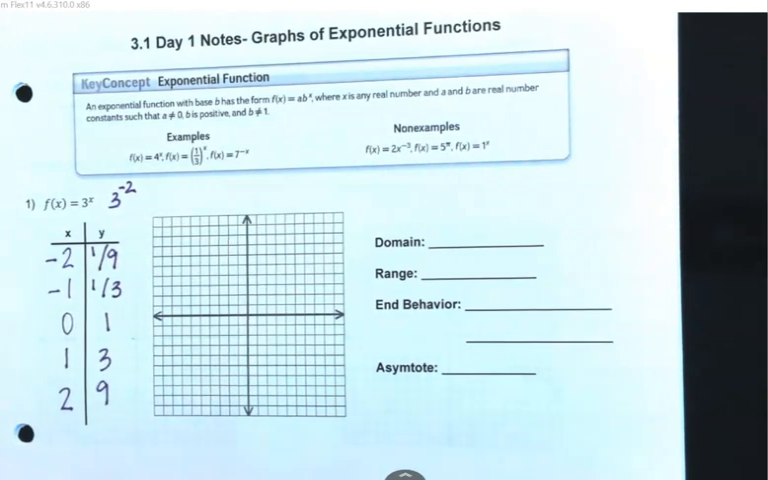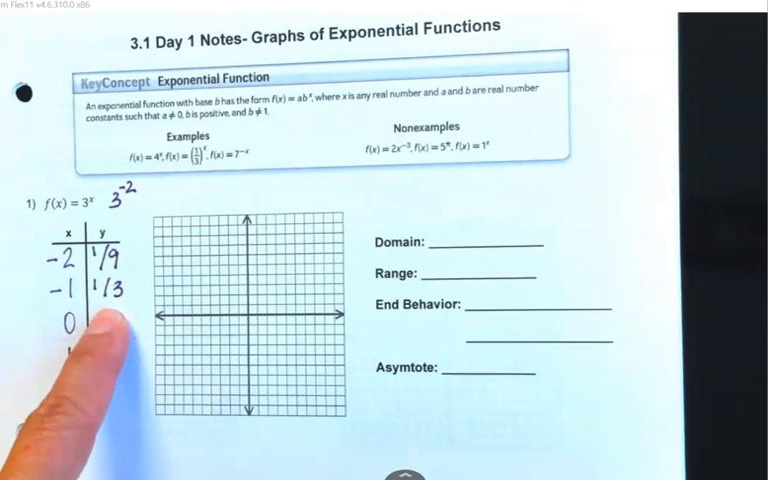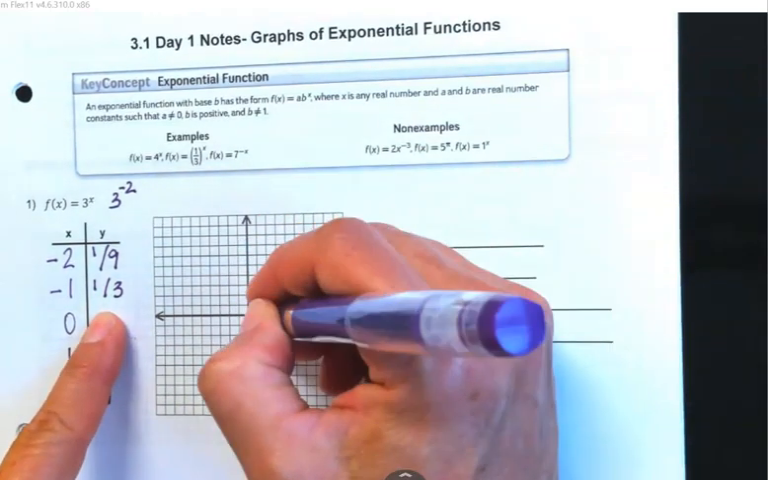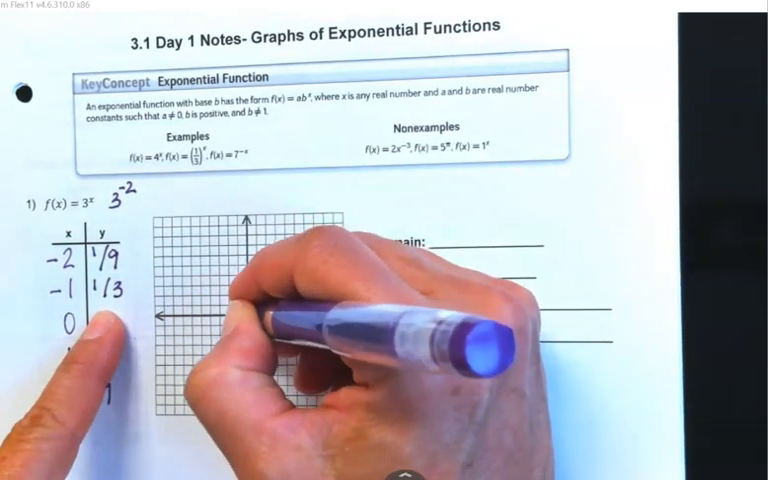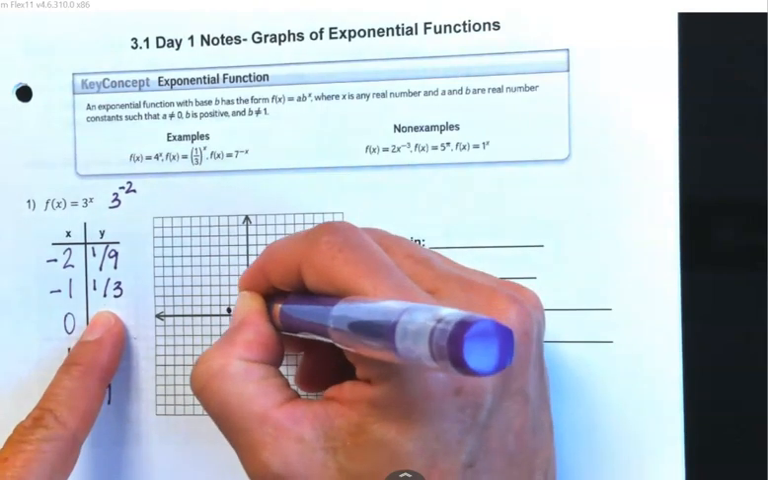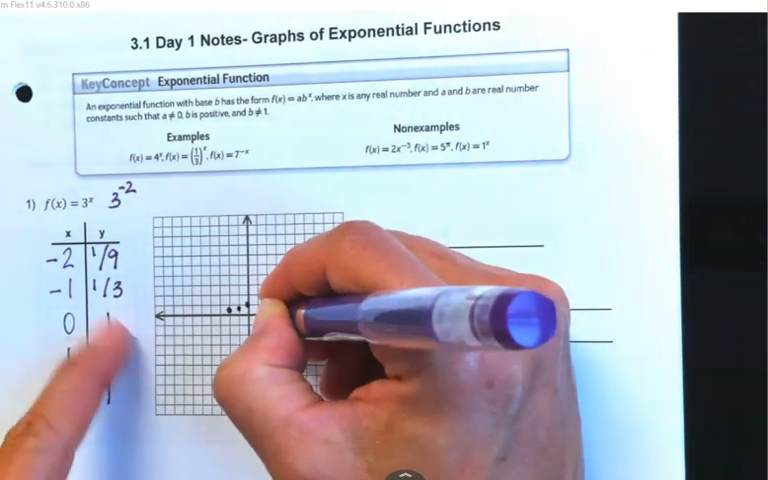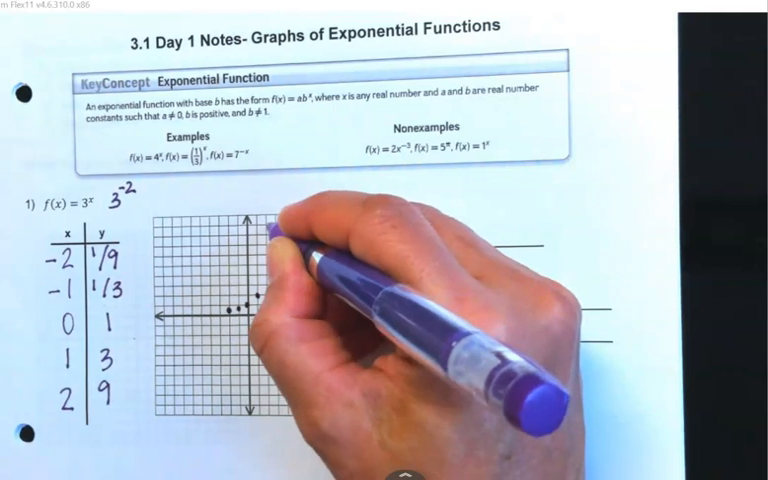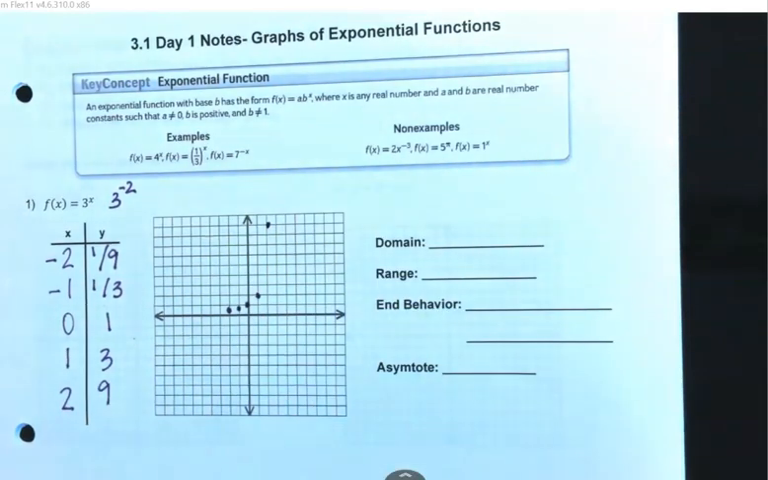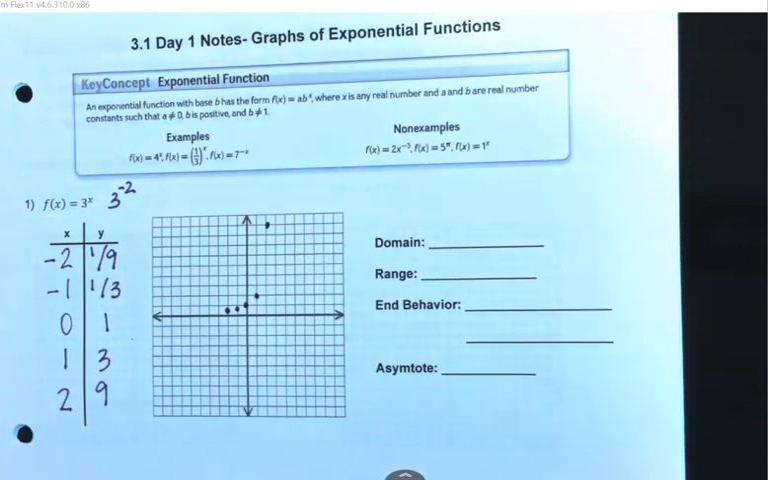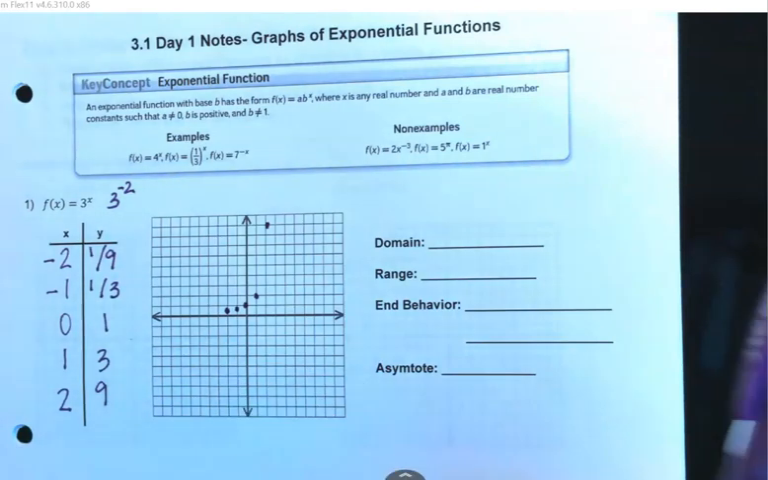All right, let's plot these. I know these are kind of small, but just plot the best you can. So from the origin, we're going to go to the left, 1/9, 1/3, 1/9. Okay. So after you plot your dots, you can kind of see the shape of the exponential graph.